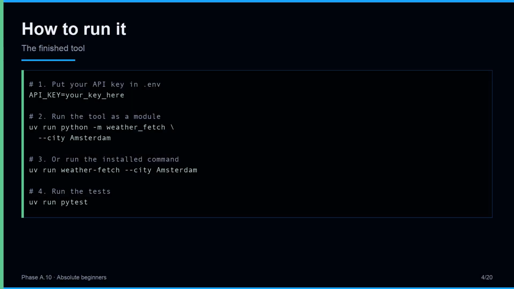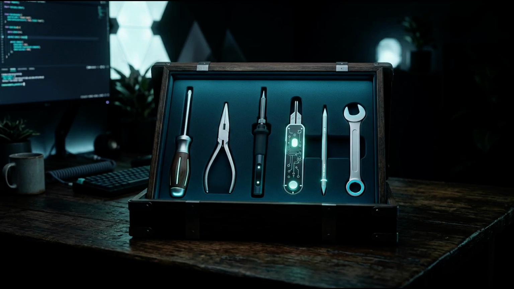First, put your API key in the .env file at the project root. Then run the tool with uv run python -m weather_fetch, passing --city and a city name. Once you package it, you can also call the installed command directly, weather-fetch. To run the tests, uv run pytest. Four commands cover the whole project: configure, run as module, run as command, and test. Four commands total.